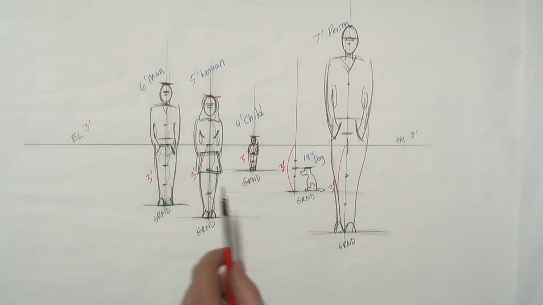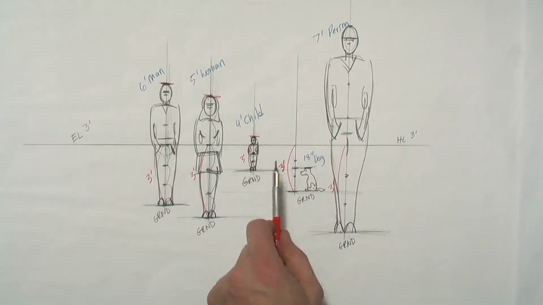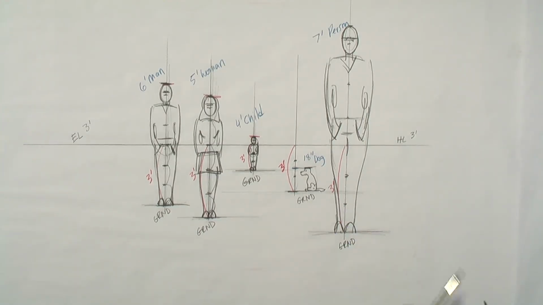Okay? So 6-foot man, 5-foot woman, 4-foot child, 18-inch dog, 7-foot very large person. Okay? And that's how you do different sized people in different parts of the picture plane, all gauged off a particular height of eye level. Our eye level in this case was 3 feet. Okay? So we'll go on to the next one then.